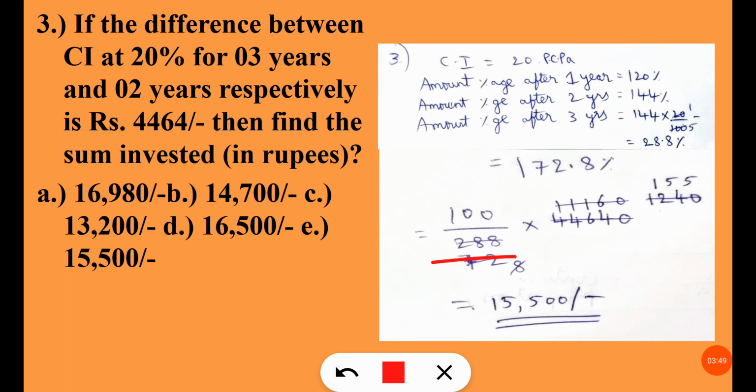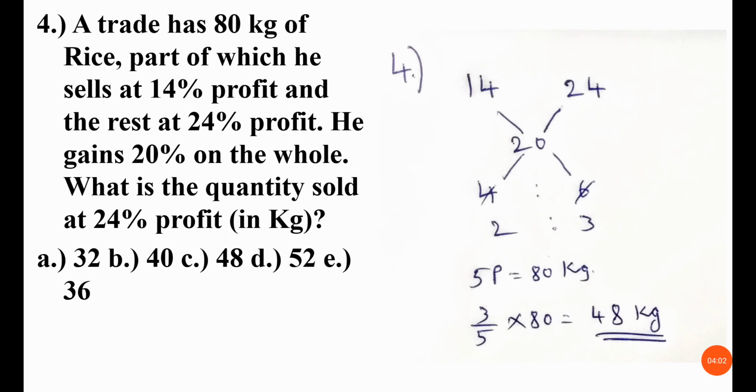So 100 by 28.8 into 4,464, that is 44,640 over 288. Numerator and denominator are multiplied by 10. After all the cancellation, we get 15,500. Option E is the right answer. That is the principal.